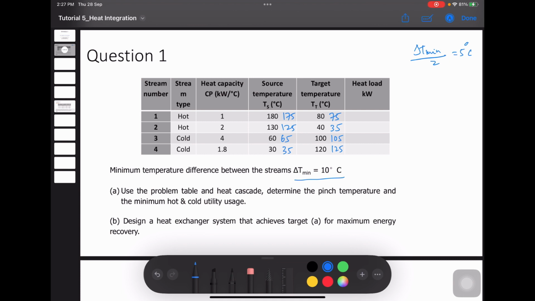Alright, so we are going to calculate our heat load. So for heat load calculation, if you remember, it is MCP delta T. So heat capacity here is already your m times Cp, the heat capacity rate. So 180 minus 80 is 100 times 1. For heat load calculation, we will use the given source and target temperatures.